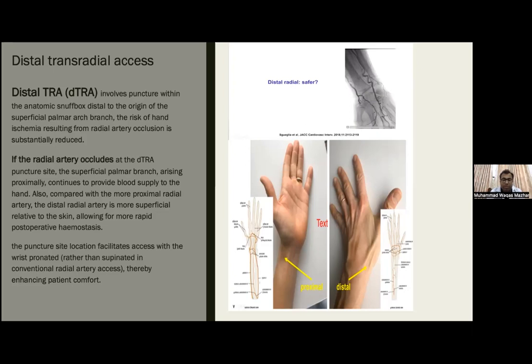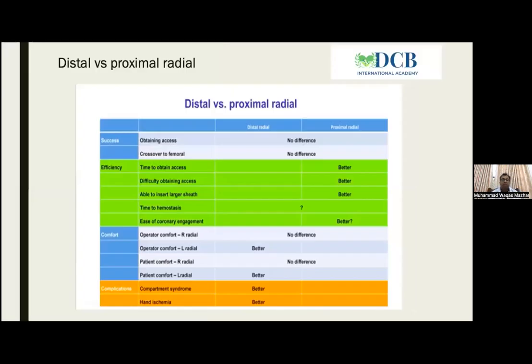The puncture site location facilitates access with the hand pronated rather than supinated as in the conventional radial artery access, thereby enhancing patient comfort. So this picture shows that this is the proximal radial access from here, and this one is the anatomical snuffbox, and for distal radial access, it is this side from where we'll have a sheath inside the radial artery.